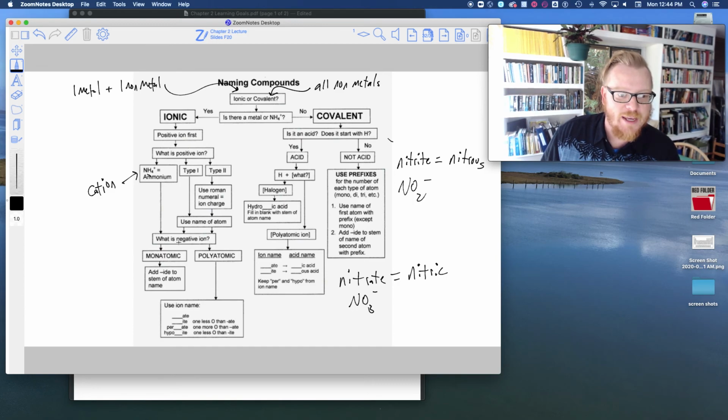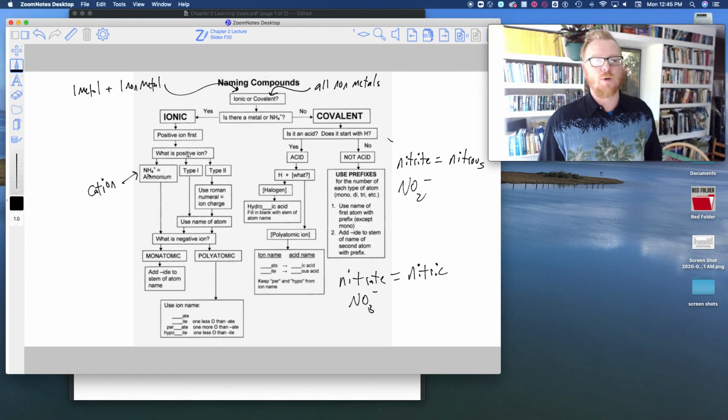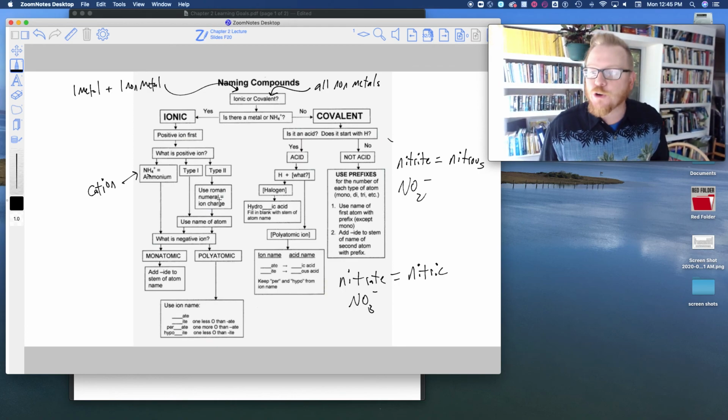Now, what is the negative ion? If it's monoatomic, add "ide" to the end of that negative ion. If it's a polyatomic, we have to use that ion name. Here it's also giving you another way to remember: hypo is one less O than ite, and per is one more O than ite. Or you can just memorize those polyatomic names. And if it's, what's the positive ion? If it's type 2, we use a Roman numeral for the ion charge. And we have to use the formula to help us figure out what the charge is.